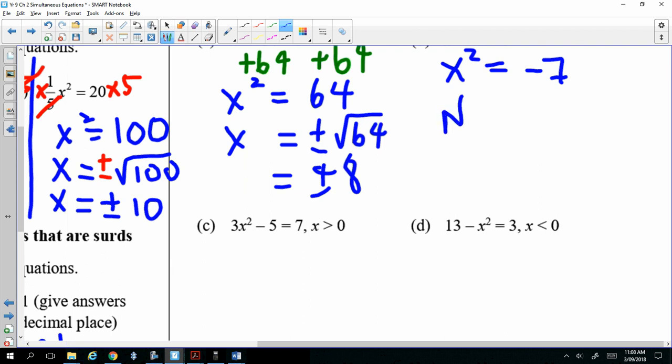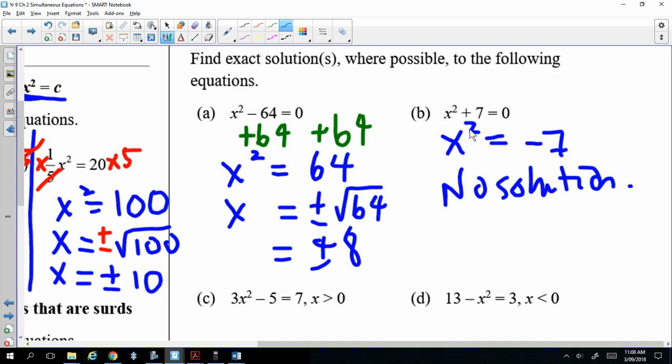So you cannot square root it. Yeah, no solution. So remember, when there's a negative, you cannot square root it. No solution. Yep. You have to write this first. You have to have a negative there with the square before you can conclude that.